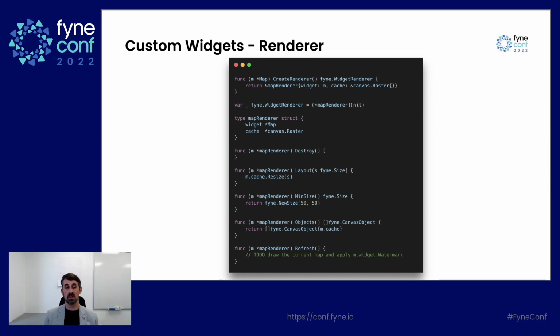Now, the way that the renderer is conveying to the toolkit how to render is that we pass a list of objects back, and in our case, it's just this cache. And in refresh, I've omitted some code, which would of course draw the pixels of the map and overlay the watermark from our map widget. Now that's a lot of boilerplate, I suppose, to do something quite straightforward.